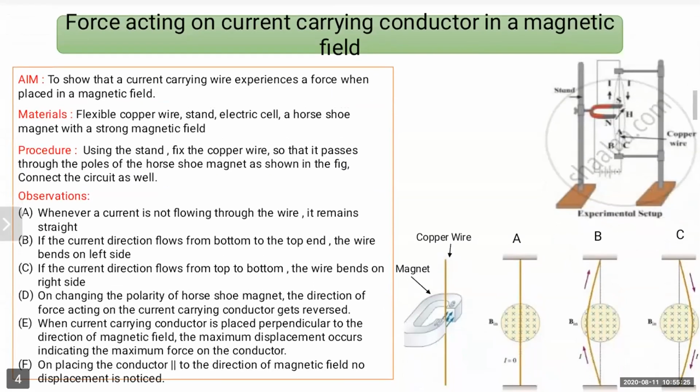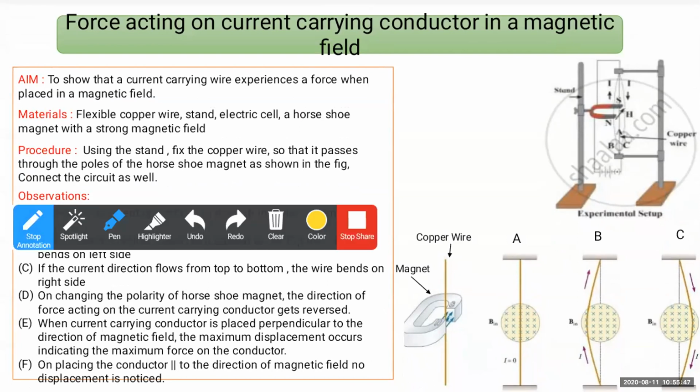Look at the diagram, look at the figure that shows the force acting on a current carrying conductor in a magnetic field. Now we'll start this experiment. Now this is the figure. In this figure, you can see one straight line that is denoted by A.